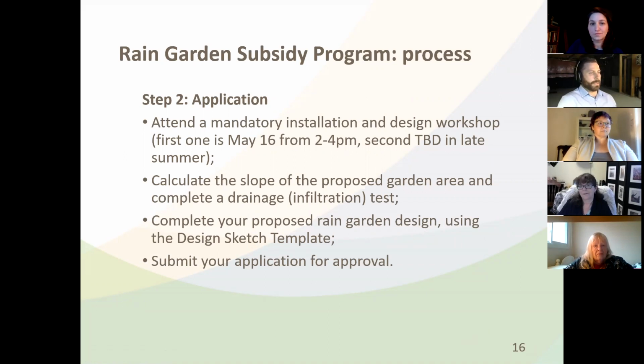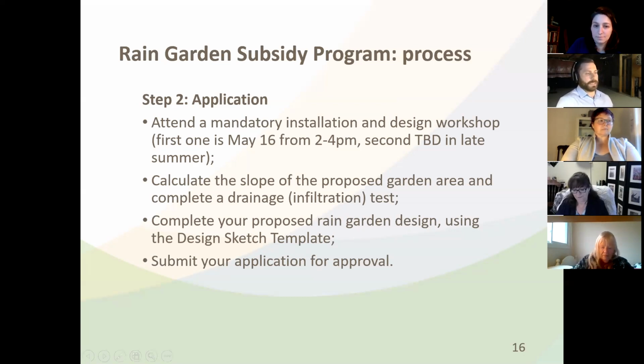After you've been pre-approved, there's the actual application process. This is an informational session right now. There's going to be a spring mandatory workshop, where we go through the actual technical details of how to put in the rain garden. There's also going to be a fall one. Once you've completed that, that checks that box. You're going to calculate the slope on the area of your proposed garden.